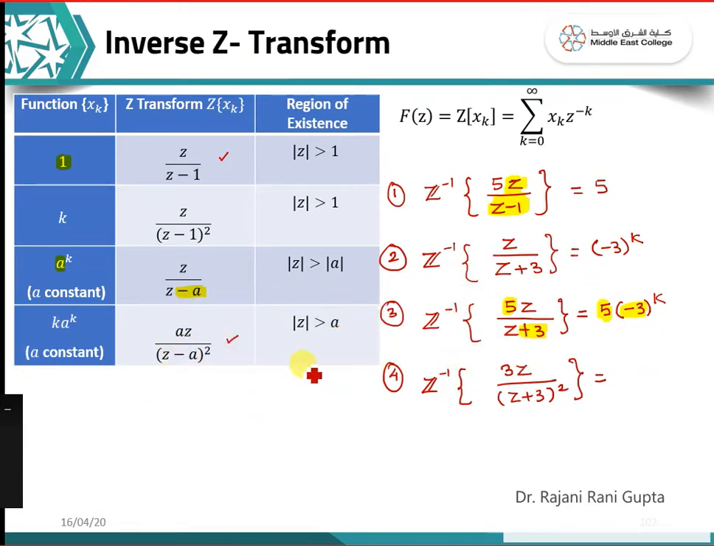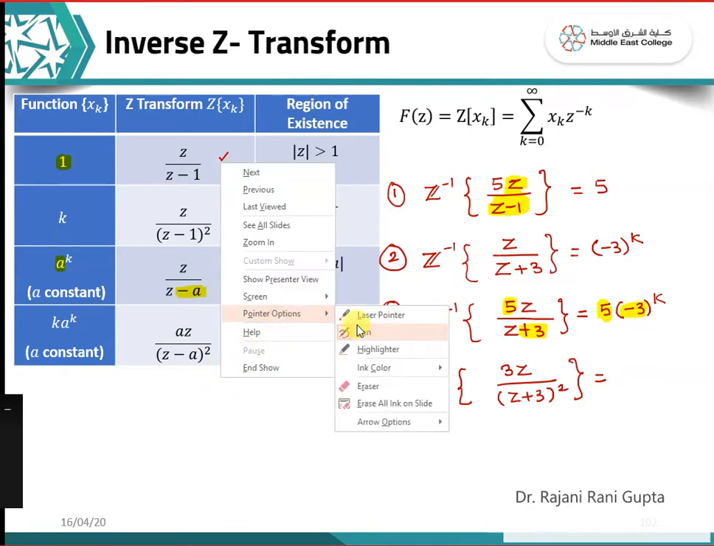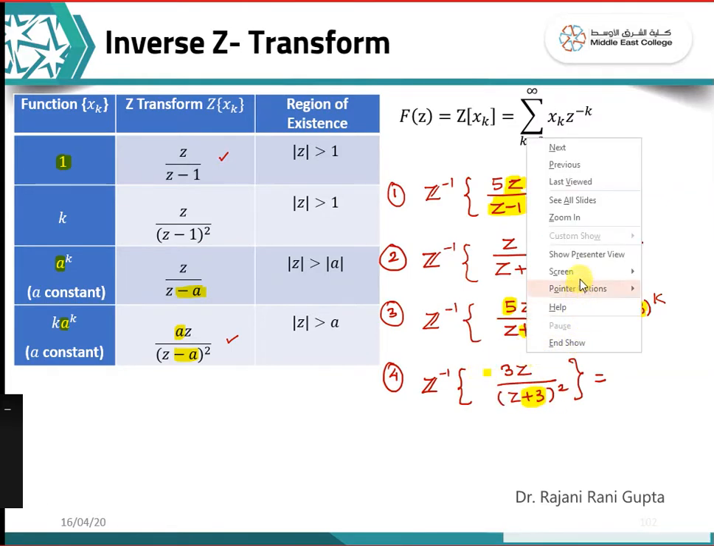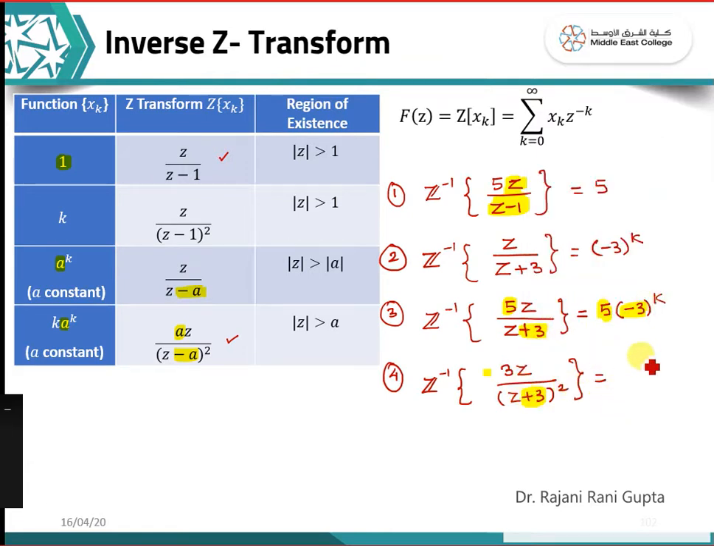So let's see this. As we know that it is using rule number 4, if it is a, we need minus a here, and it will give you plus a. So here, if it is plus 3, it means here we need minus 3, right? So I'll say that, like, let's modify it. If it is 3z over (z plus 3) square. So if it is plus here, we need here minus.